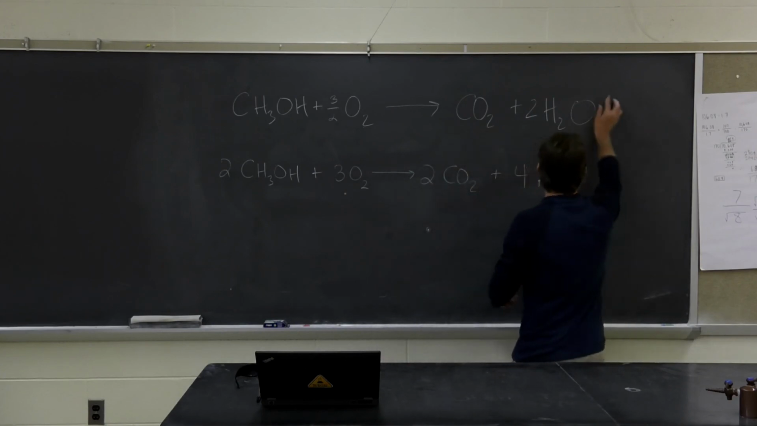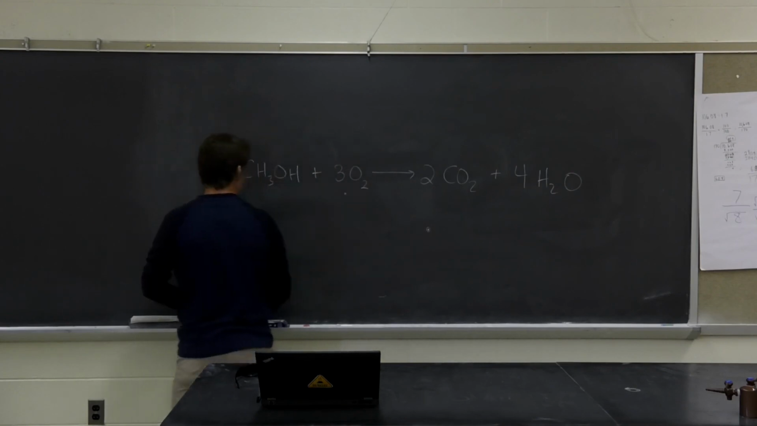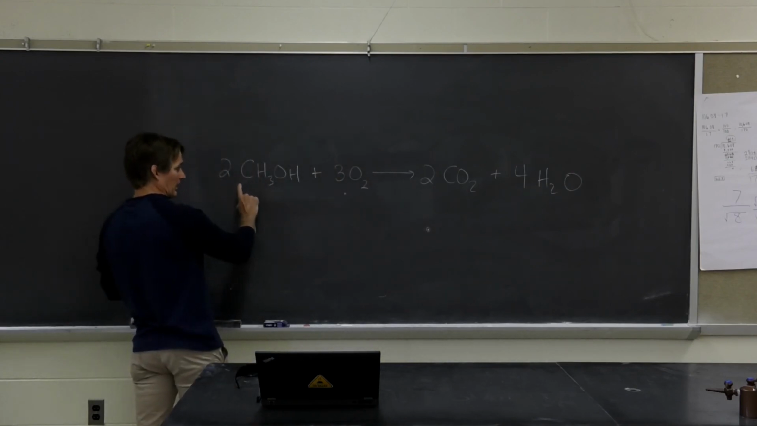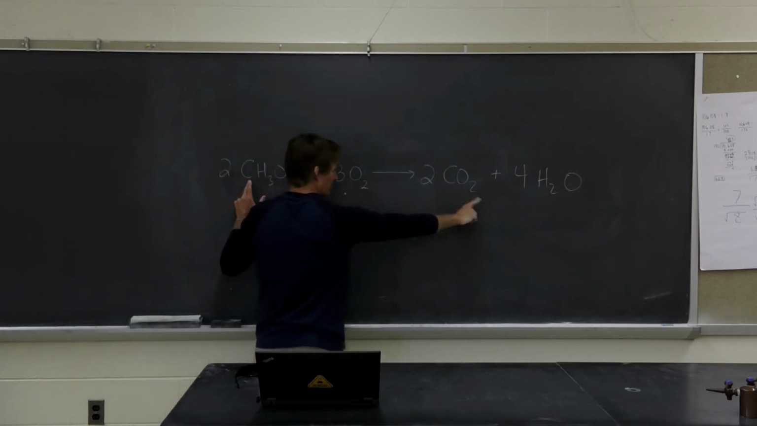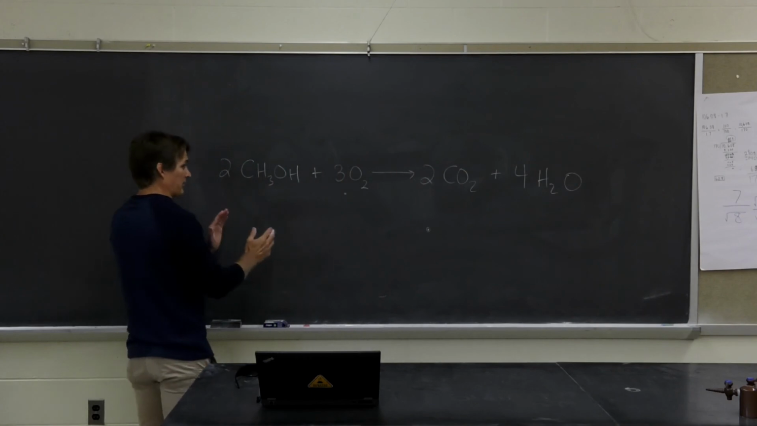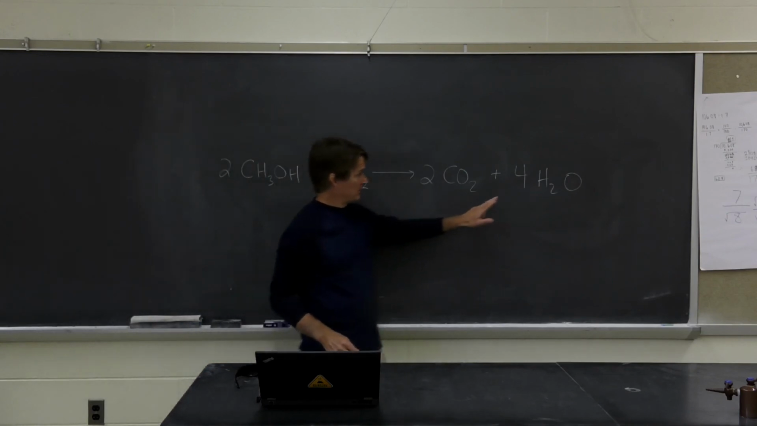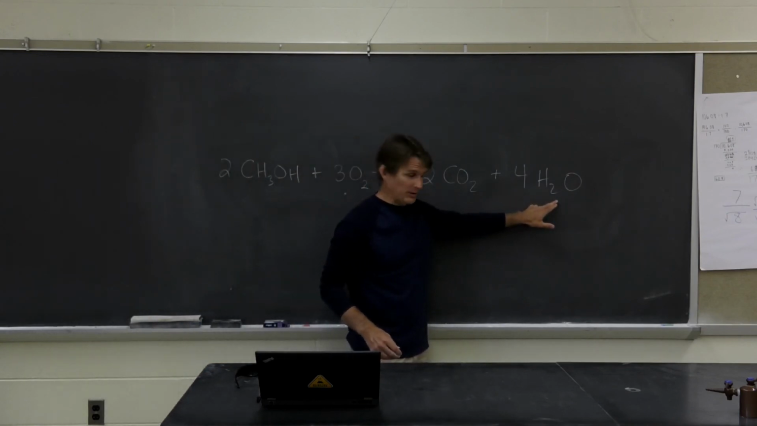Just to make sure, we'll step back and make sure everything's balanced. 2 times everything in here. So that's 2 carbon atoms. 2 times everything in here, 2 carbon atoms. Carbon's good. Let's go to hydrogen. 2 times a total of 4, that's 8. 4 times 2, that's also 8.